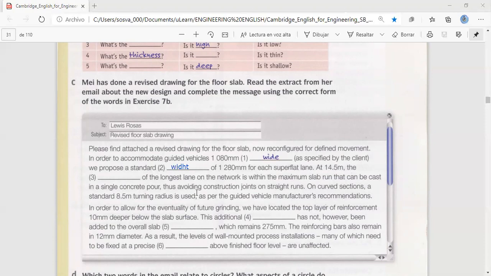The length of the longest lane on the network is within the maximum slab run that can be cast in a single concrete pour, thus avoiding construction joints and straight runs. On curved sections, a standard 8.5 meters turning radius is used as per the guide vehicle manufacturer's recommendation.